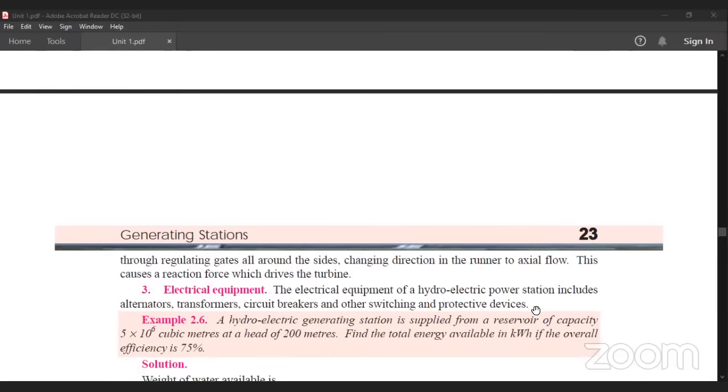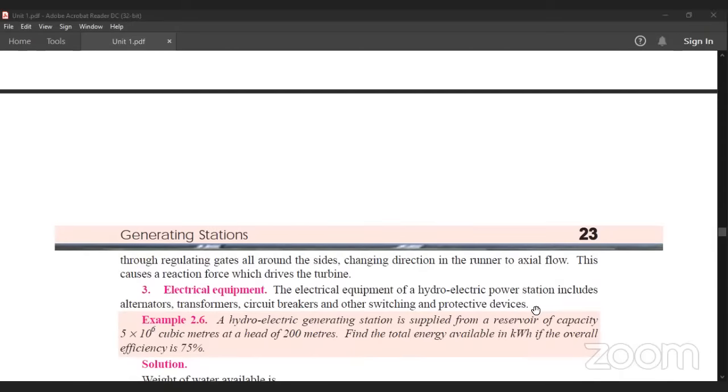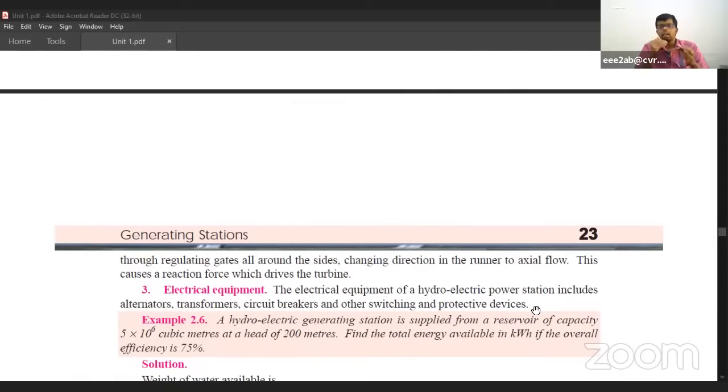33 is the incoming feeder. You are getting the 33 kilovolt supply. Outgoing is 11 kilovolt, so 33 by 11 kilovolt. Again, that 11 kilovolt is transmitted over some kilometers, say 5 or 6 kilometers, to the areas to which that substation is connected.